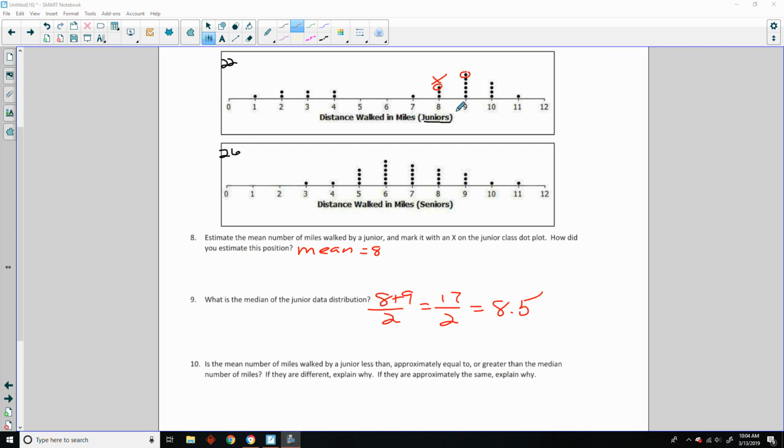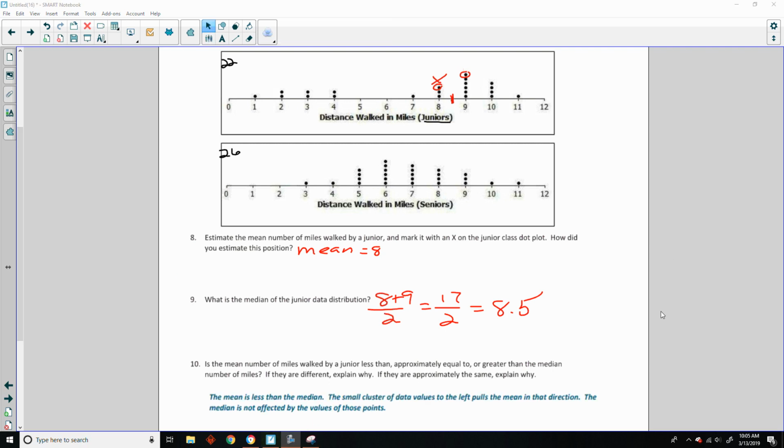Well, if the median is 8.5, which is right here, and the mean is a little bit less, it's because of these, not outliers, but skewed data. Okay, so the reason is the people who walked 1 through 4 miles pull the average down. Okay, so there's the explanation. The mean is less than the median. The smaller cluster of data values to the left pulls the mean in that direction. They're talking about these here. Right here. The median is not affected by the values of those points. Okay, median is not affected by outliers.